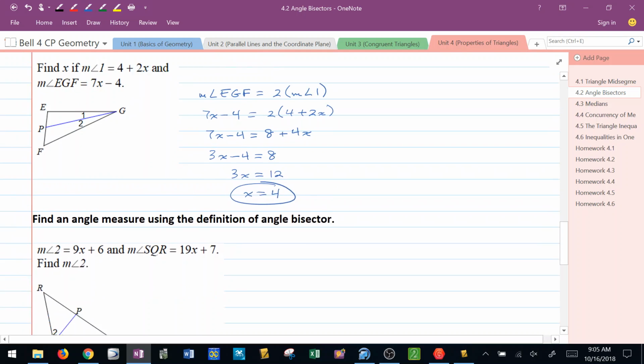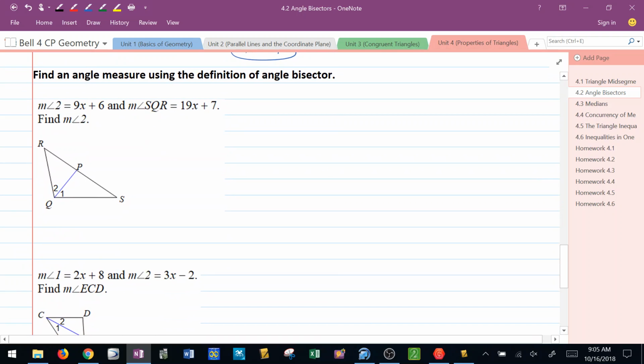All right, the last thing that we have to be able to do is apply the angle bisector scenario, but then we need to find a specific angle. So in this first one, they want us to find the measure of angle 2. I go back to what I know. I know that the big angle is 2 times the measure of angle 2. So the measure of angle SQR is 2 times the measure of angle 2. Why? Because that blue line is an angle bisector.